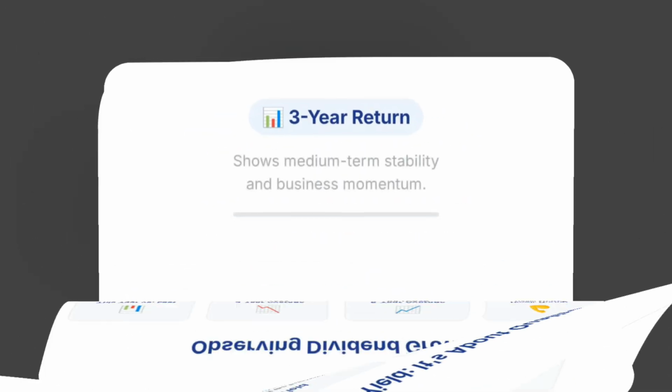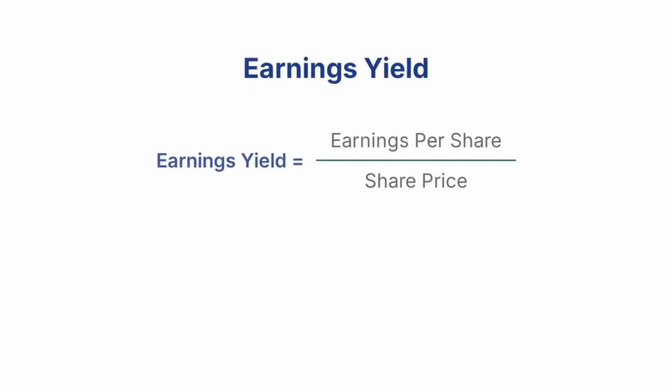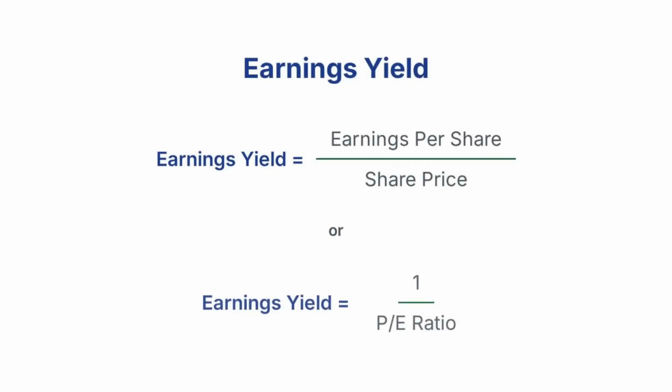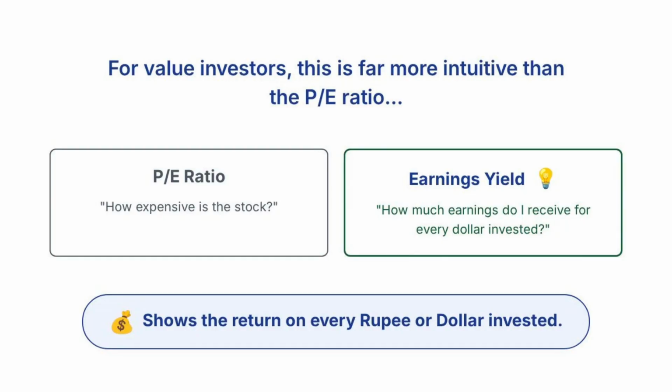Earnings yield is the inverse of the PE ratio. Instead of asking how expensive is the stock, it asks how much earnings do I receive for every rupee or dollar I invest. How it's calculated is simple. Earnings yield equals earnings per share divided by share price, or 1 divided by the PE ratio. For value investors, this is far more intuitive than using the PE ratio because it shows the return you are getting on every rupee or dollar invested.